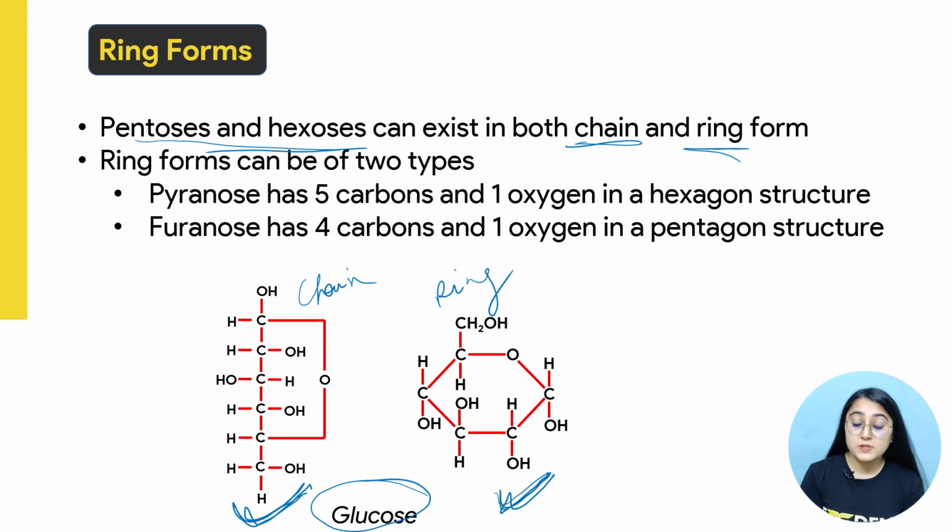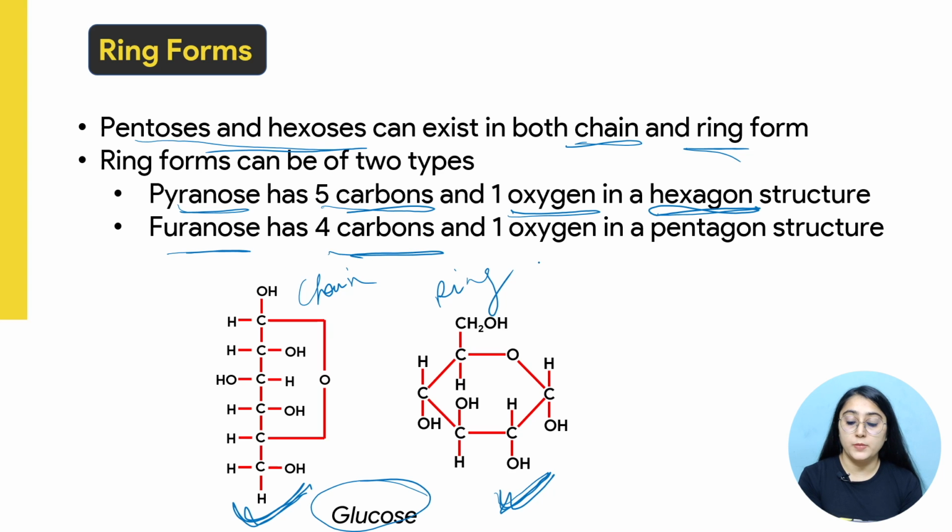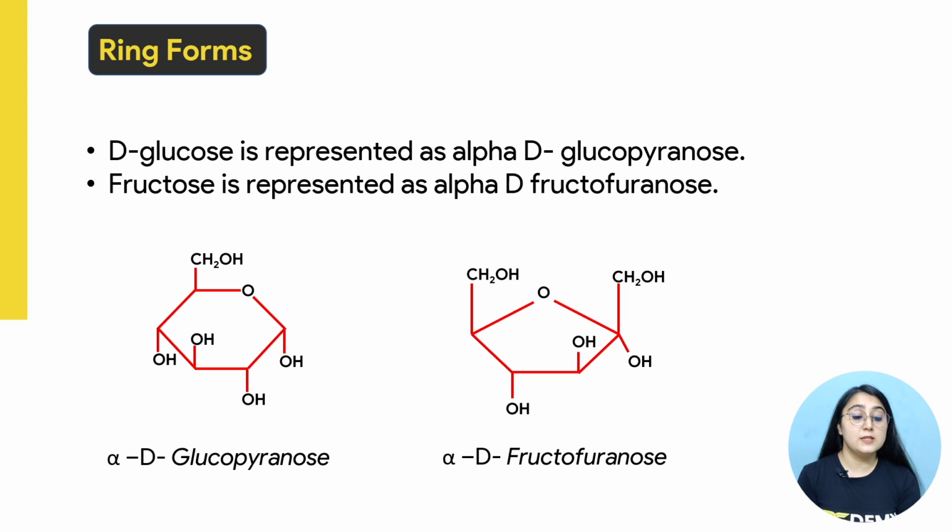Now, ring forms can further be of 2 types, pyranose or furanose. Pyranose is a 5 carbon and 1 oxygen structure which is hexagon in shape. Similarly, furanose has 4 carbons and 1 oxygen and is pentagon in shape. If you look at this example, it becomes easier to understand. Here we have alpha-D-glucopyranose and alpha-D-fructofuranose.